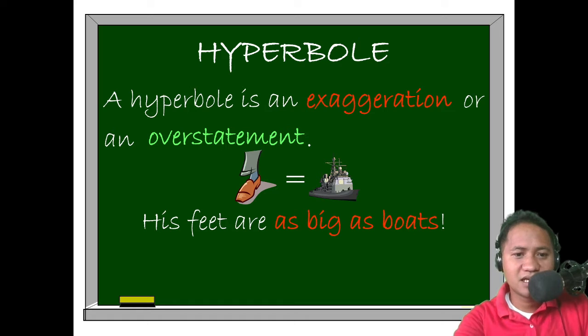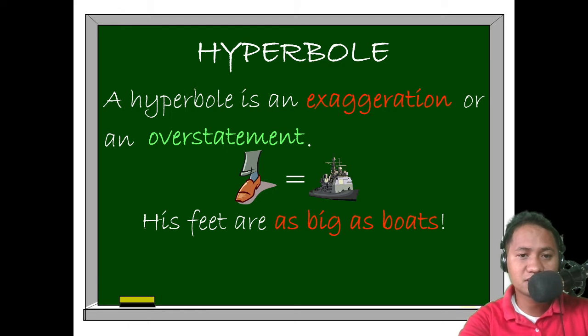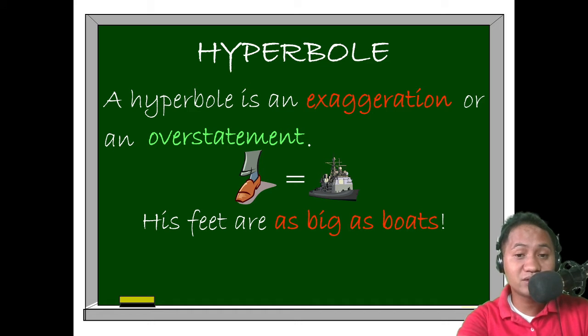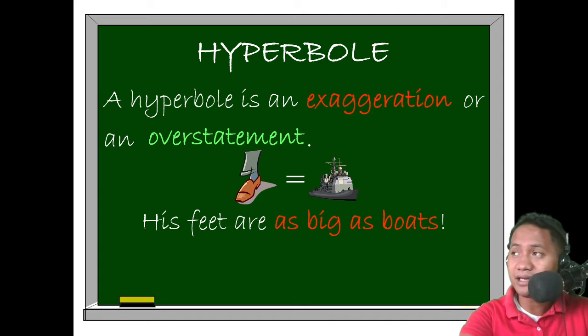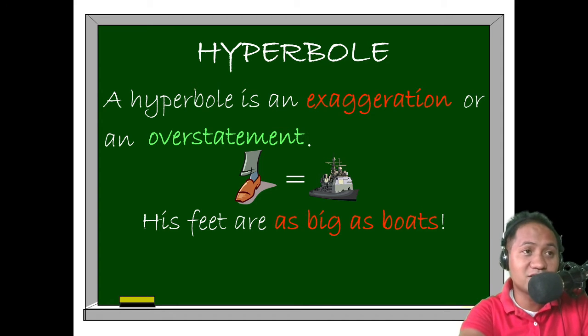Example. His feet are as big as boats. Sir, it used as. But do not focus on the as. Focus on the whole sentence. Is the sentence believable or not? The feet are compared to boats, as big as a ship. That is silly, right? That is hyperbole.